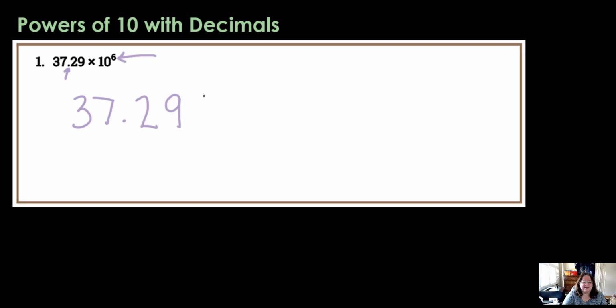So I'm going to add 6 zeros. 1, 2, 3, 4, 5, 6. But what this 6 really means is that I'm going to move the decimal point 6 places to the right, because my number is getting bigger, so I move the decimal point to the right. When I divide by 10 or a power of 10, my decimal point goes to the left. So I'm really moving my decimal point 6 places to the right.